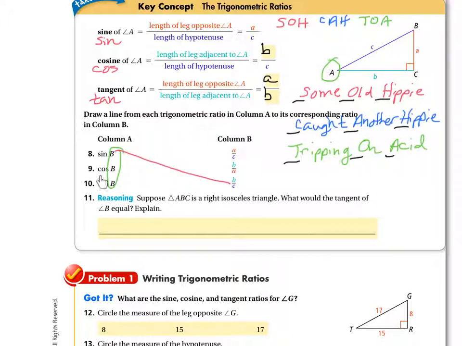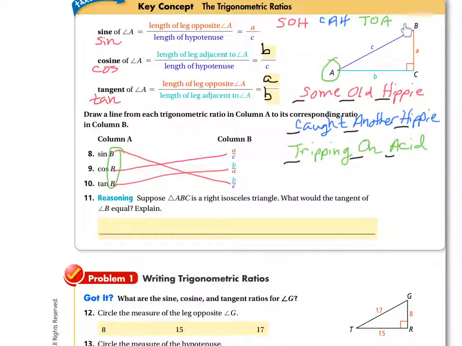And then for cosine of angle B, so we're going to be up here at angle B, cosine is caught another hippie, C for cosine, A for adjacent. So what's the leg adjacent? Which one's touching? There's two of them touching. Which one's the leg? A. And the hypotenuse? C. So we want A over C. So that would be right there. And then obviously tangent must be this one here, but let's double check.